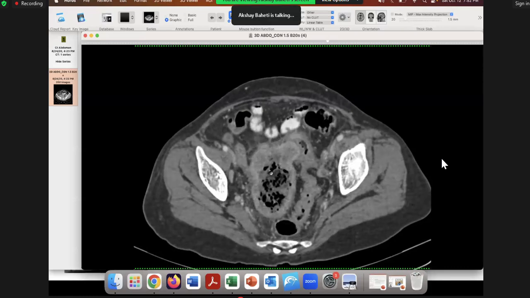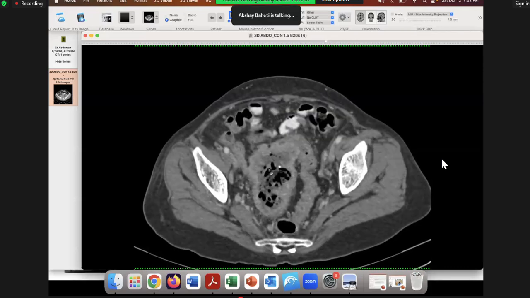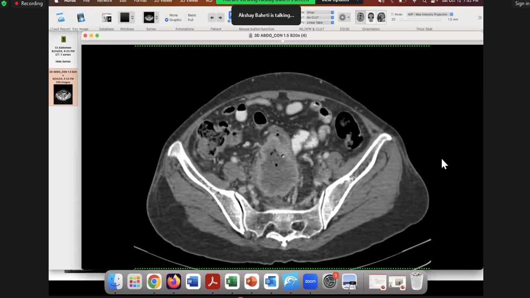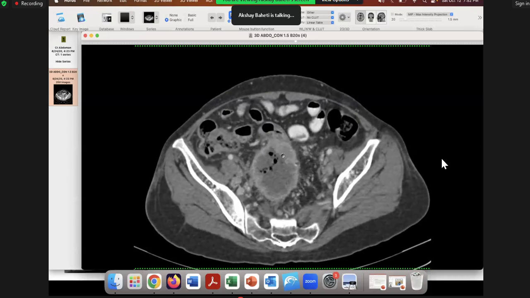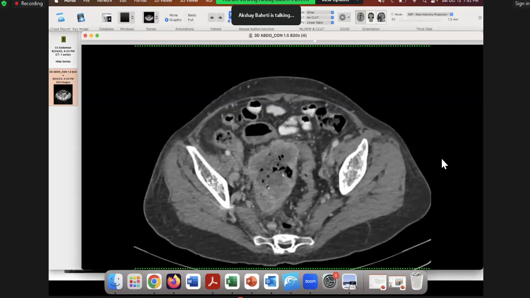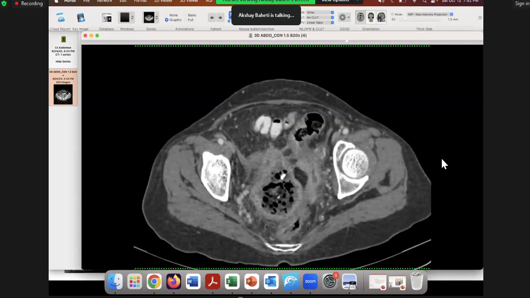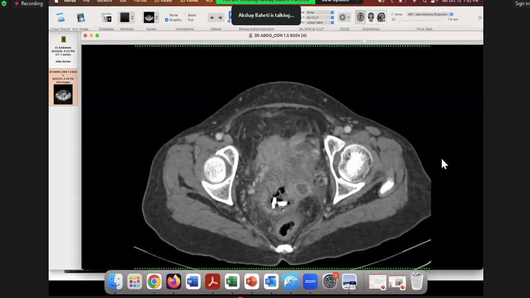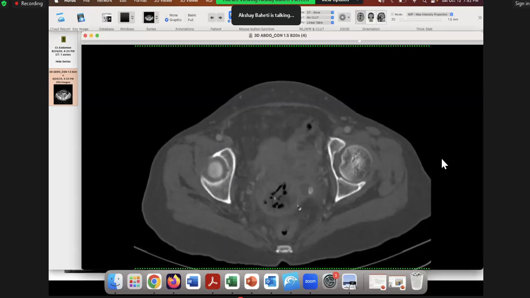So you said collection, right? Which means you're thinking of something, some sort of a local perforation, right? Something in which the bowel is involved, and that's where you see all this gas, right? So what else do you see? Let me do one thing. Let me change the window.